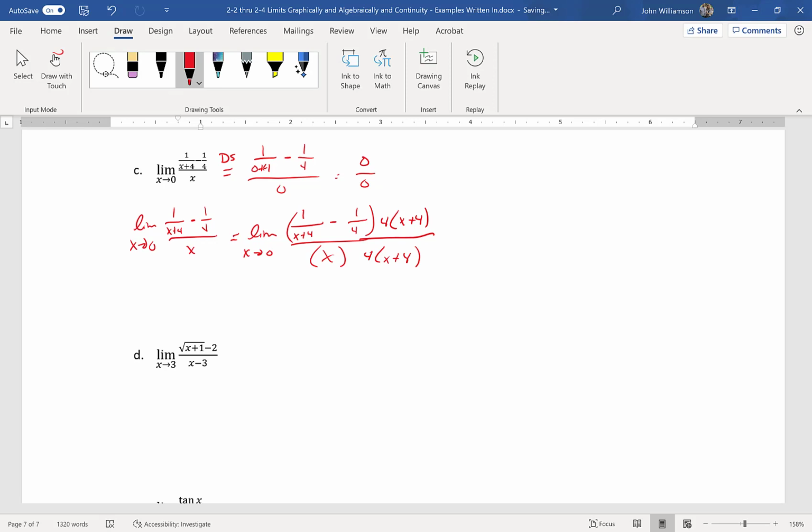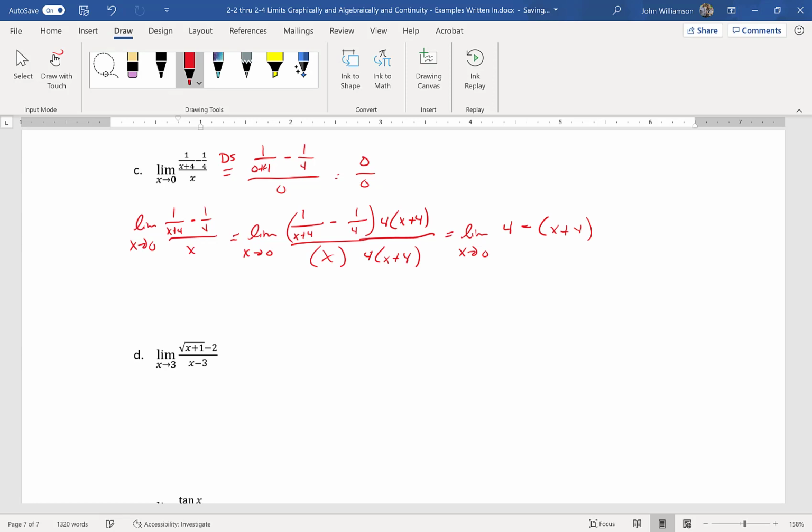So we do that. And so, 4 times (x plus 4) times 1 over x plus 4. The x plus 4s are going to cancel out. We're going to be left with 4. So this becomes the limit as x is approaching 0 of 4 minus, now 1/4 times 4 times (x plus 4). So the 4s cancel, so I'm left with just x plus 4. So 4 minus the quantity (x plus 4).